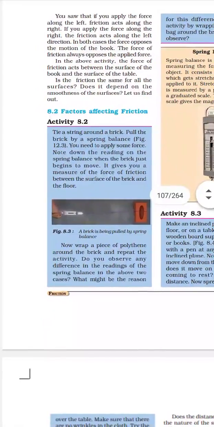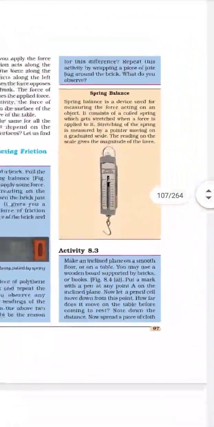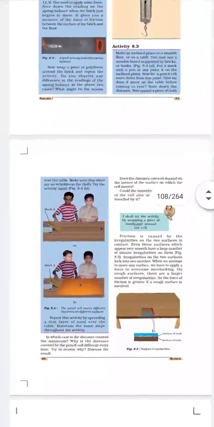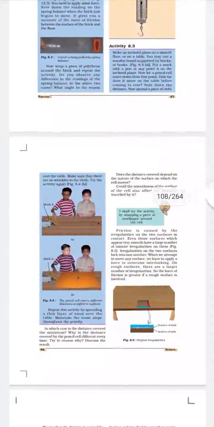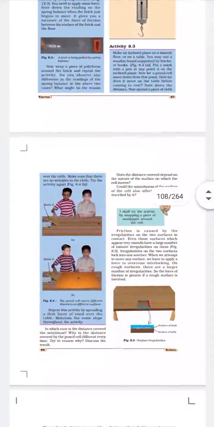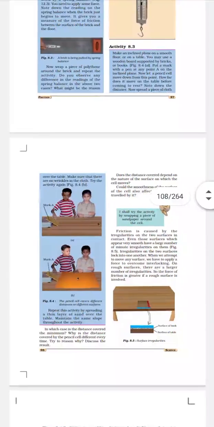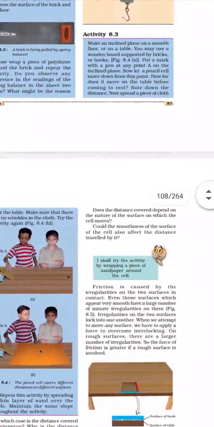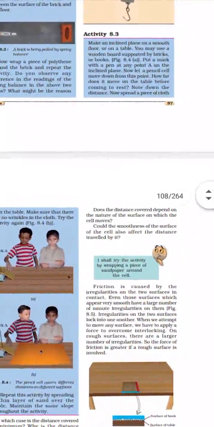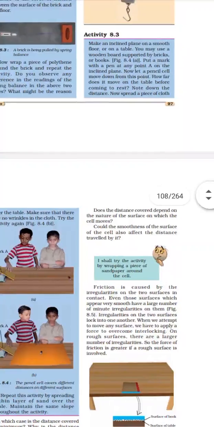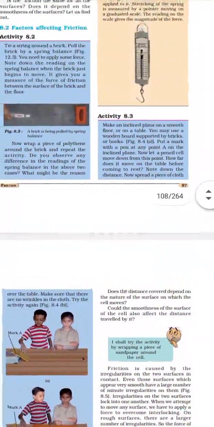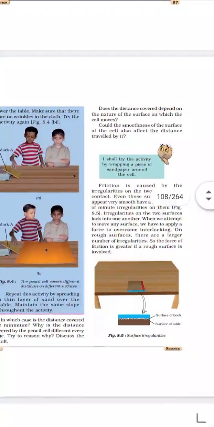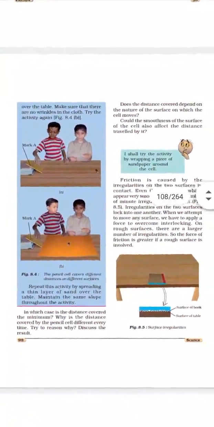Factors affecting friction. In which case is the distance covered the minimum? Why is the distance covered by the pencil different every time? Try to reason out why. Does the distance covered depend upon the nature of the surface on which the cell moves? Could the smoothness of the surface also affect the distance travelled by it? I shall try an activity by wrapping a piece of sandpaper around the cell.